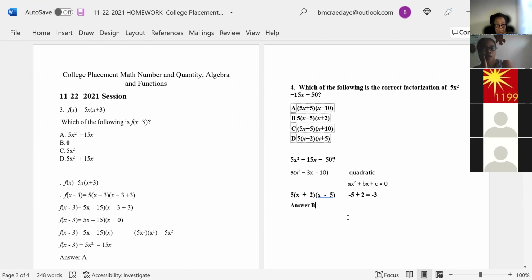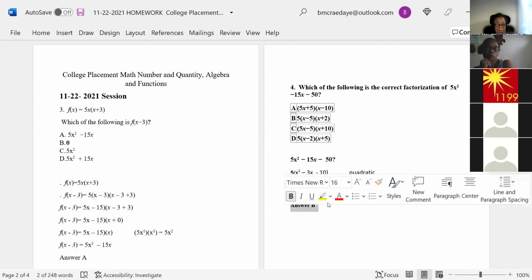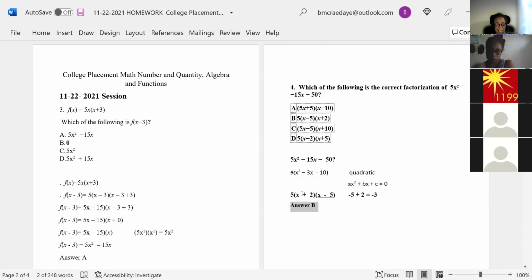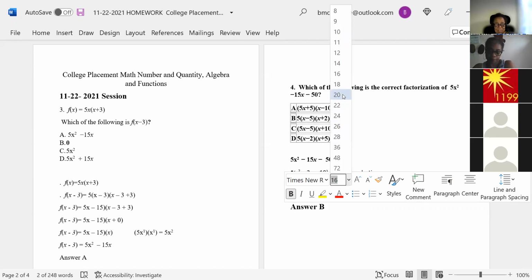And that's exactly what we got, right, Maureen? Yeah, you're right, Miss Barbara. So it's 5 multiplied by the factors x plus 2 and x minus 5. So that would be answer B. Okay. Any questions on that?